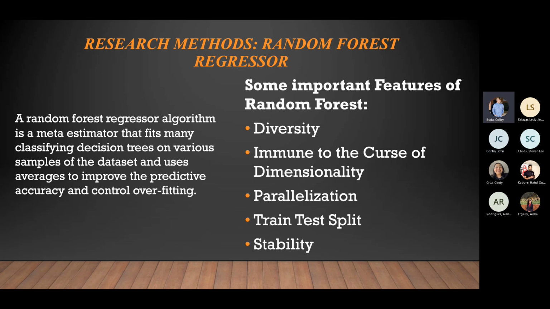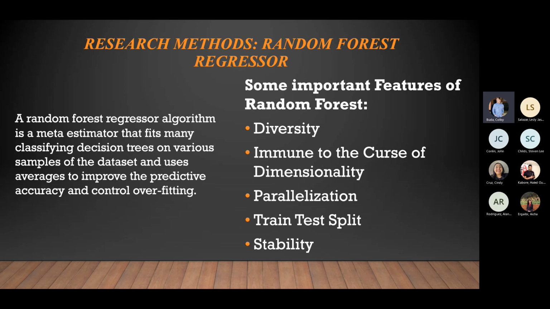So looking at our slide, some of the important features of random forest are, firstly, diversity, because not all attributes, variables, or features are considered while making an individual tree. Each tree is different. It is also immune to the curse of dimensionality.